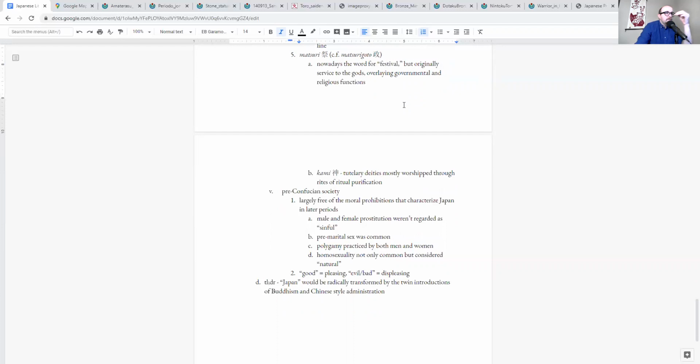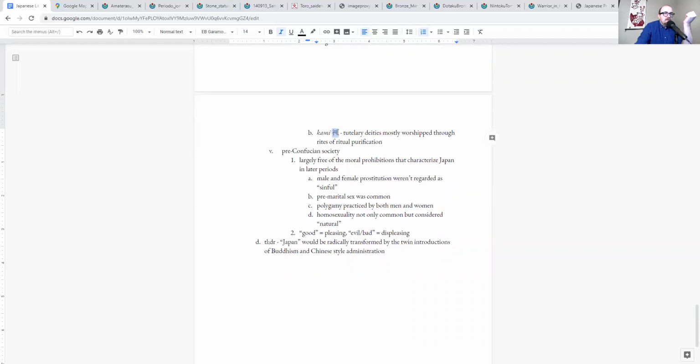Related to this is this concept of kami, which is usually written with the Chinese character for god or sort of divine thing. Kami could be anything, really. They're originally what are called tutelary deities, mostly worshipped by individual clans and families. And what's really important in Japanese religion of this time, and also in nativist Shinto and other native religious practices in Japan, are rituals of purification.